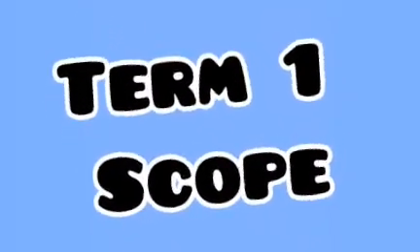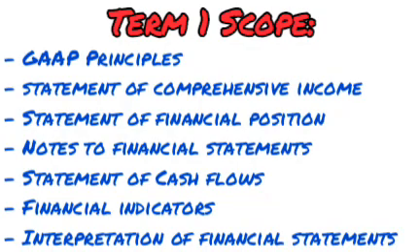So let's start with your scope, meaning your term 1 scope. What are the topics that you can expect your question paper for this March to cover? You can expect your question paper to have GAAP principles. Usually this topic also includes things like King Code. So if you have covered King Code, depending on how your school would have set the question paper, it may include that principle.